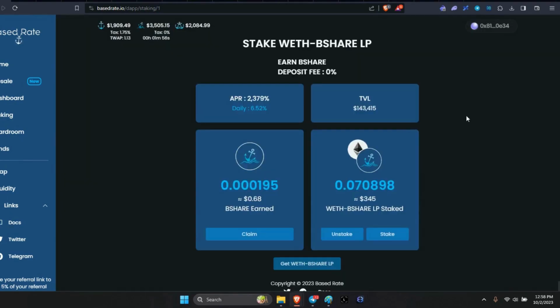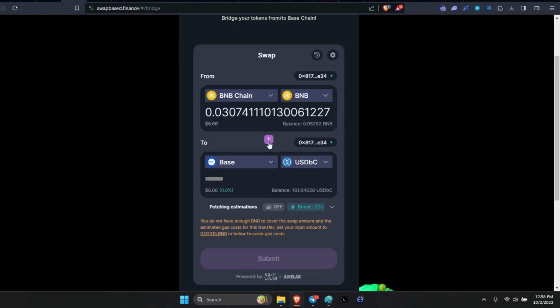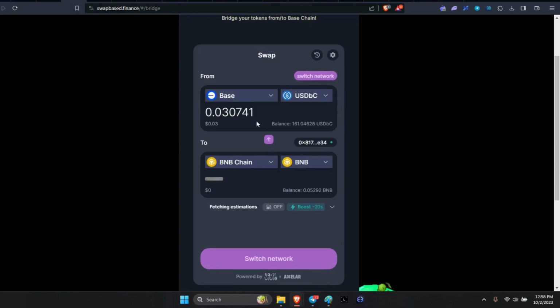It's just that easy. Then you're like, okay, well, L7, I made some profit, but I need to move it back to the Binance Smart Chain. Same thing. Just go back here to swap base, and now you're just going to reverse it. Boom, boom. You're going from base to BNB. It's just that simple. It's really nothing to it.